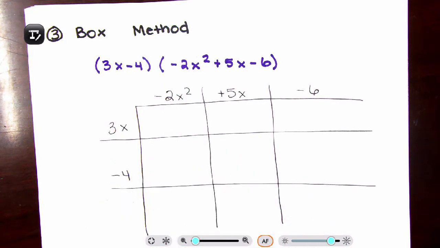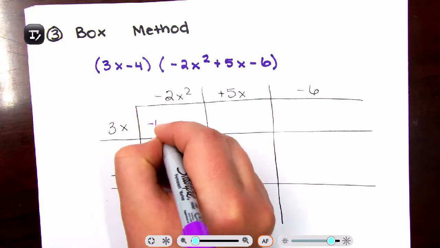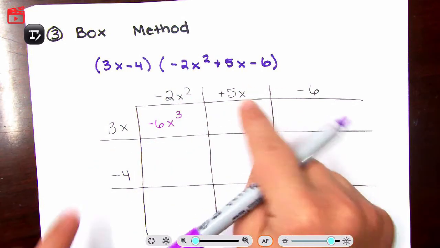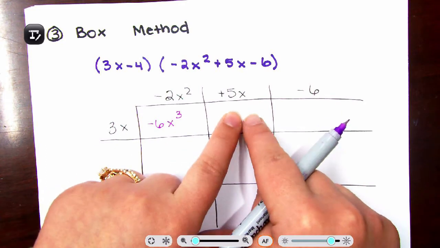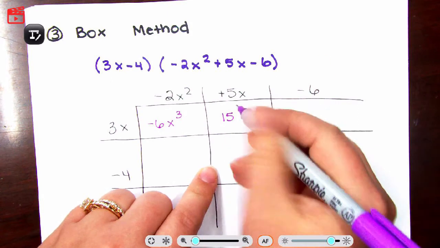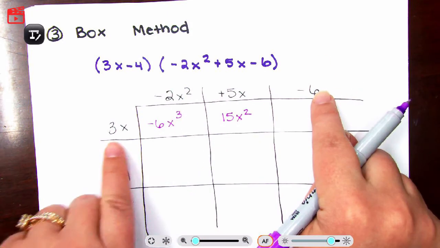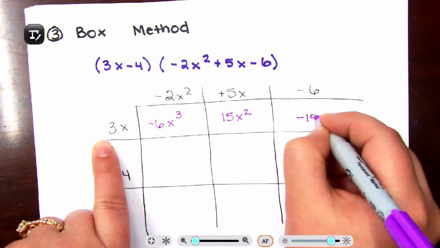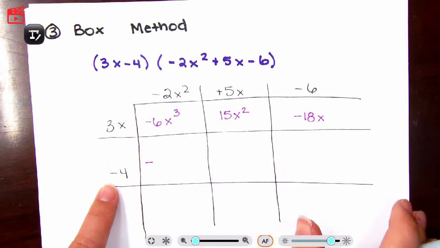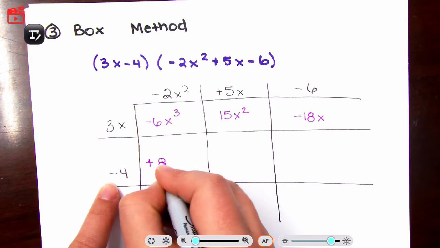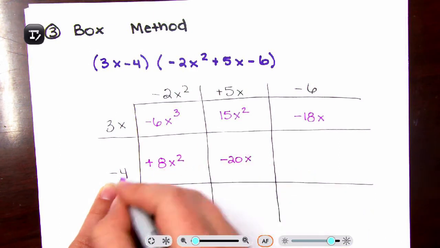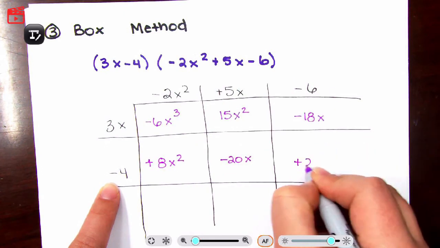Negative 6 times 3 is a negative 18. x squared times 3x is 3x cubed. Now it's just like multiplication, now we're dragging. So now in this box I have 3x times 5x, which is 15x squared. Here I have negative 6 times 3x, which is negative 18x. Then we have negative 4 and 2x squared, which gives me a negative 8x squared. Here I have a negative 20x, again multiplying. And here I have a positive 24.